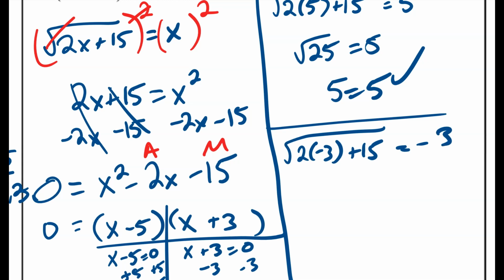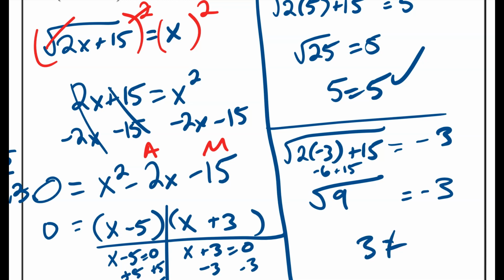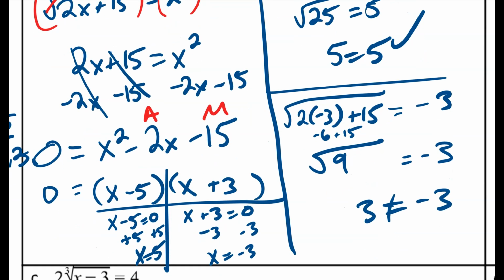So even from this step, some red flags should be going off, because if you have a radical expression that's equal to a negative, we know that we always get positive numbers out of a radical, so there's no way this equation can be true to begin with. When I simplify what's under there, negative 6 plus 15 is just positive 9, and the square root of 9 is just 3, which does not equal negative 3.